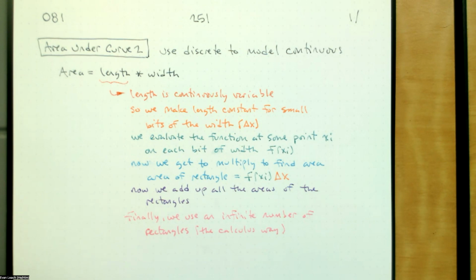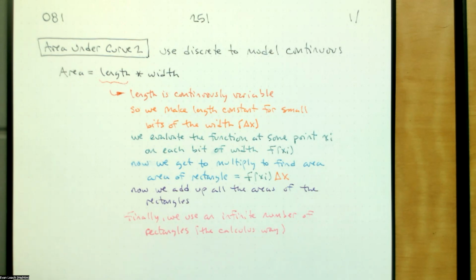Then for each of those bits of the width, we're going to make the function constant and evaluate the function somewhere on that little bit and say that is the height of the function for this whole little bit. Once we have that height, the value of the function, and the width delta x, we can multiply those two to find the area. This was our goal. Stupid length is all continuously variable. Nah, forget that and make it constant for this little piece so we can multiply. Then all of our terms are going to be different, so we just have to add them up.